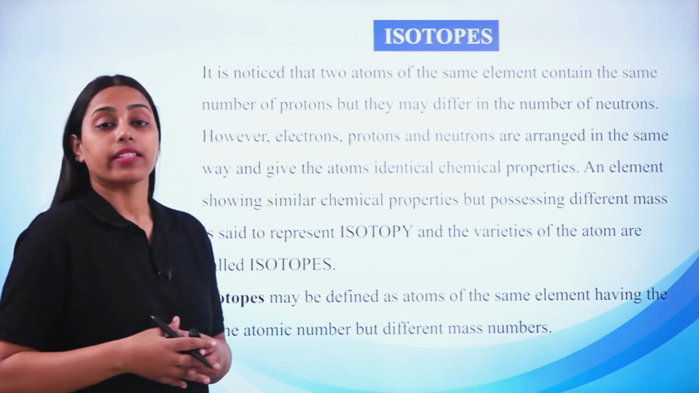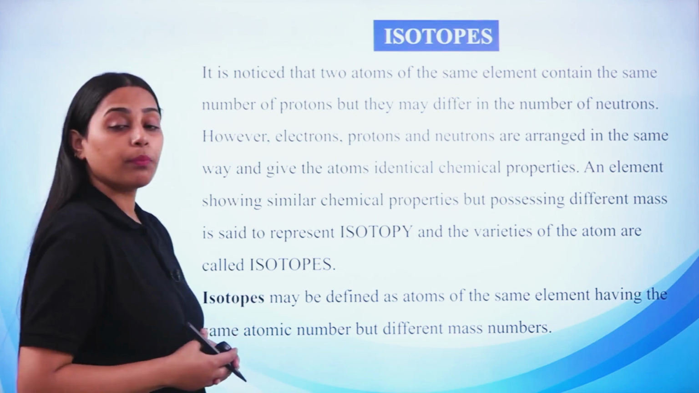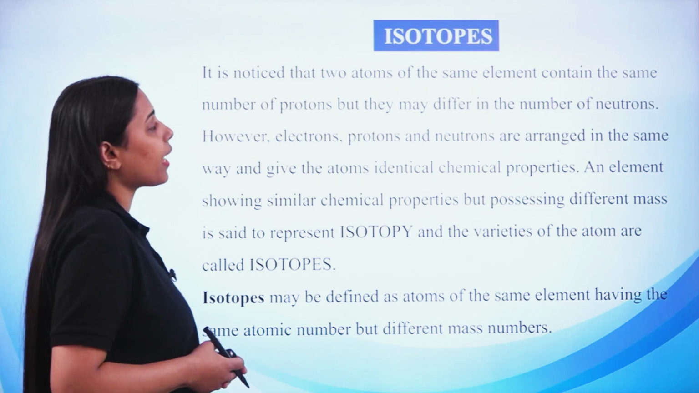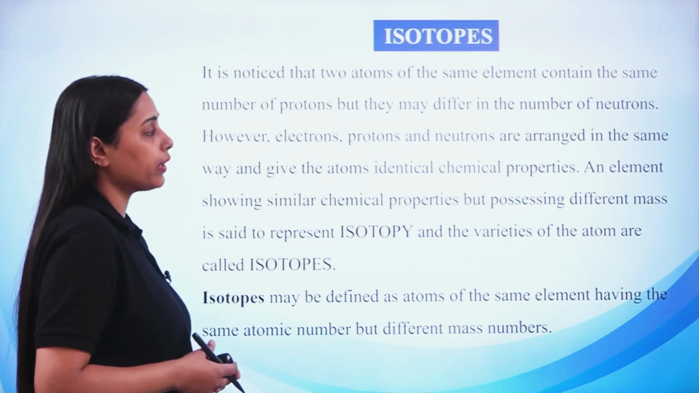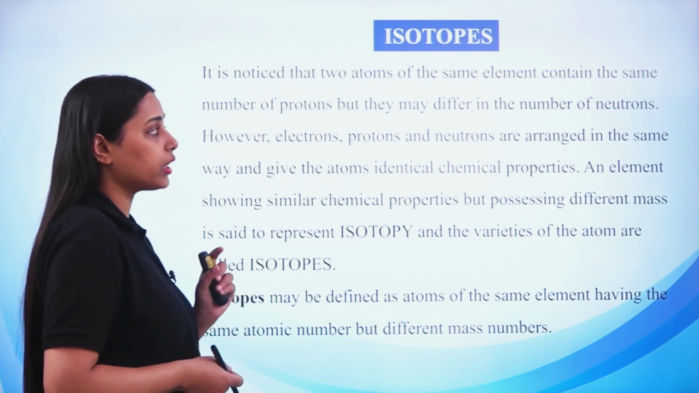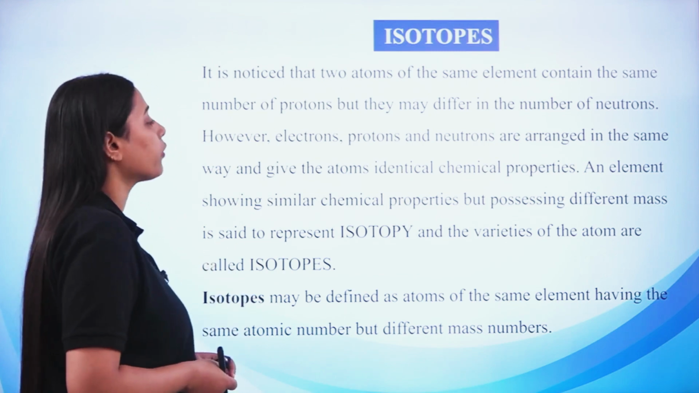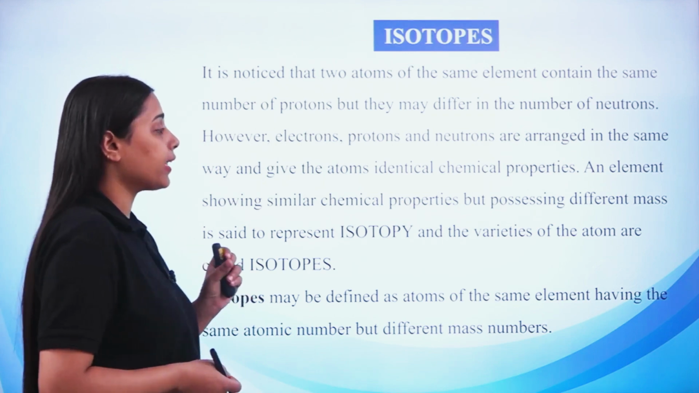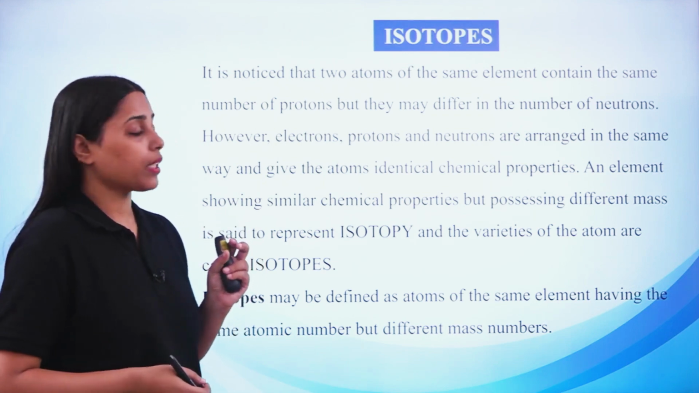Then the term isotopes. It is also one of the important terminologies in chemistry that you need to know. It is noticed that two atoms of the same element contain the same number of protons, but they may differ in the number of neutrons. However, electrons, protons, and neutrons are arranged in the same way, and they give the atoms identical chemical properties.